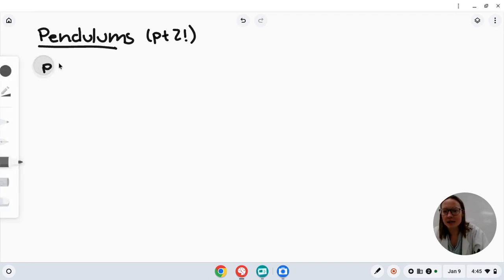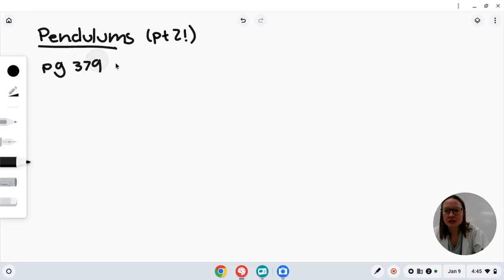Take a look at page 379, number 4A. I have my textbook here. You have your textbook in front of you. The question says, calculate the period and frequency of a 3.500 meter long pendulum at the following locations. And part A, which we're going to try together, is at the North Pole, where the acceleration due to gravity is 9.832 meters per second squared.